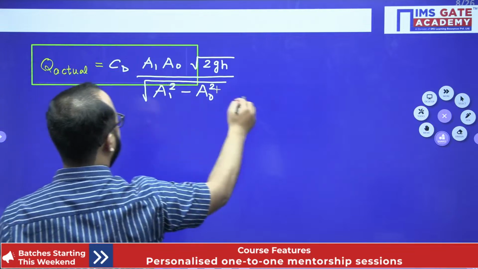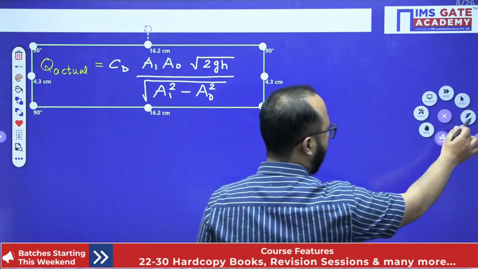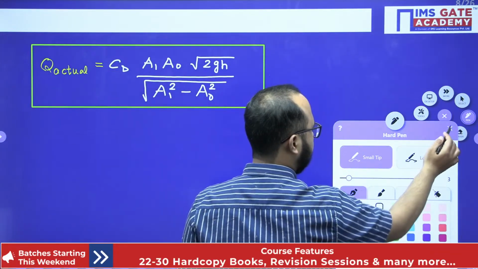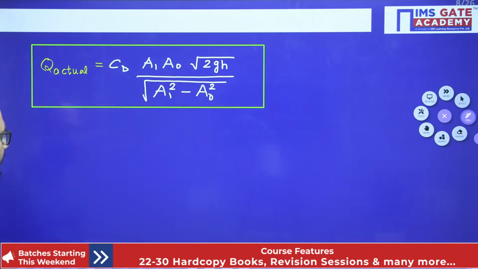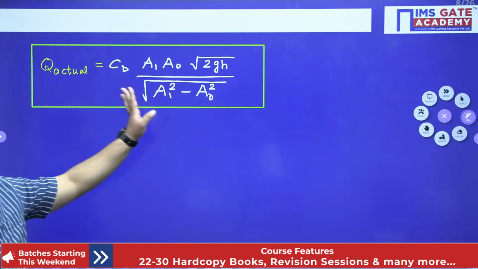Correct? So this is the actual discharge formula. Right? So I hope the point is clear. So for the actual discharge formula, you just need to multiply by CD.